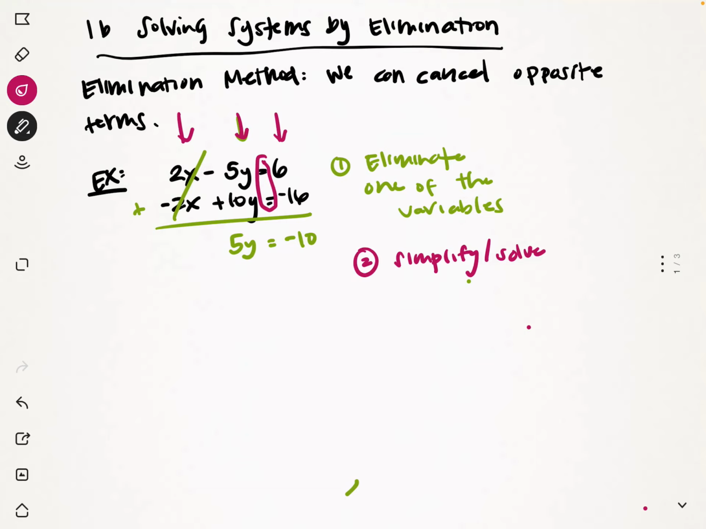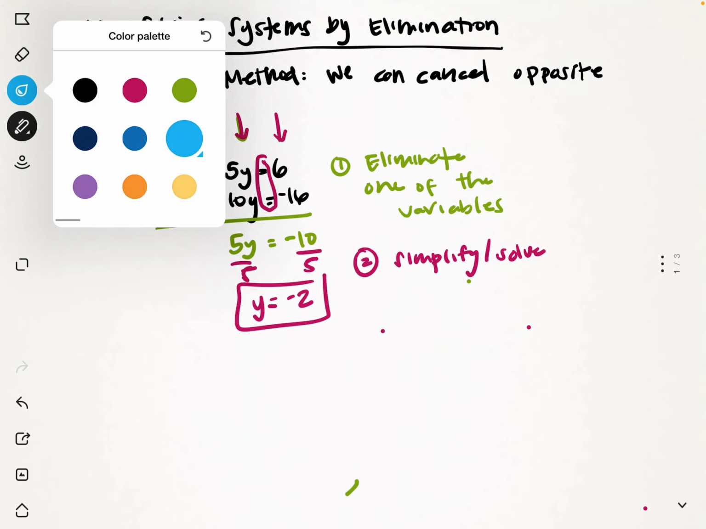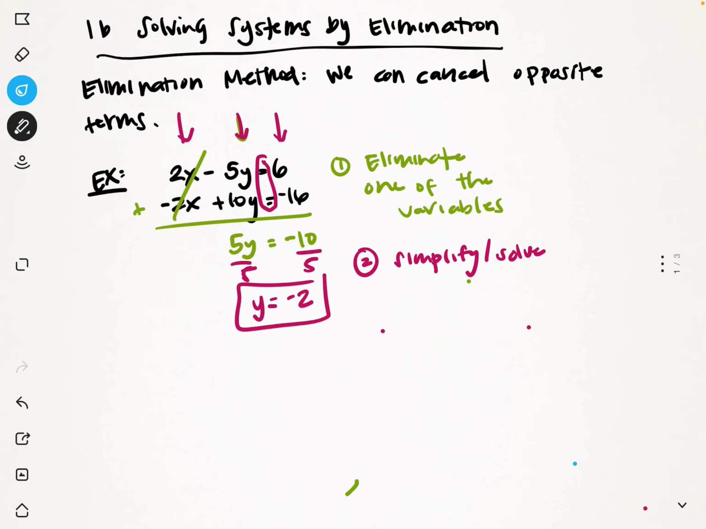Okay, so let's get into the solving here. 5y equals negative 10. We have just one step here. We just need to divide by 5 on both sides. So negative 10 divided by 5 is negative 2. Now remember again, like we did in substitution, we have to find the other variable. So just like we did last time, we're gonna use whichever equation looks easier to do. I'll just use the top one because the numbers are smaller.